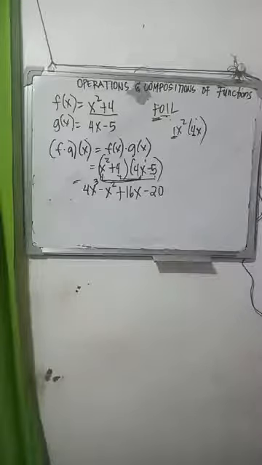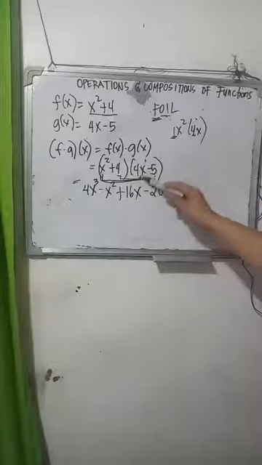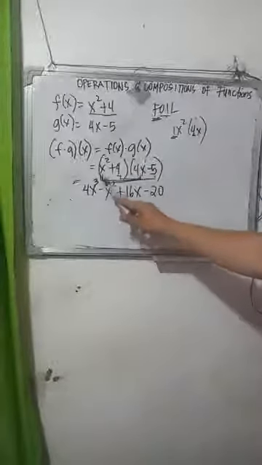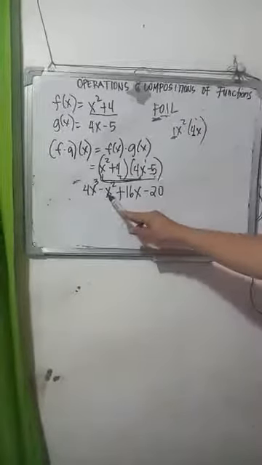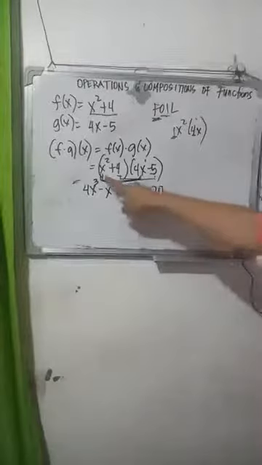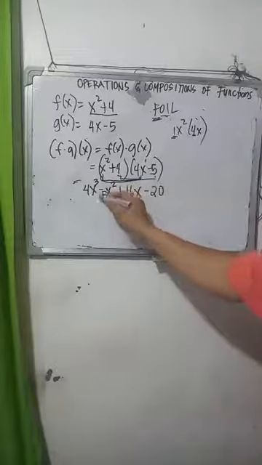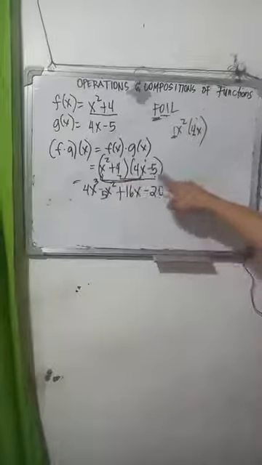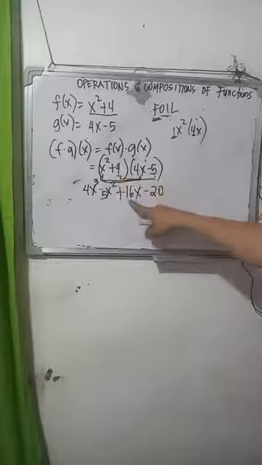Okay, let's check if there is anything wrong. So x squared times 4x, that is 4x cubed. This one, x squared times negative 5, that is negative 5x squared. Okay, did you see that? Next, 4 times 4, 16x. Then 4 times negative 5, that is negative 20.